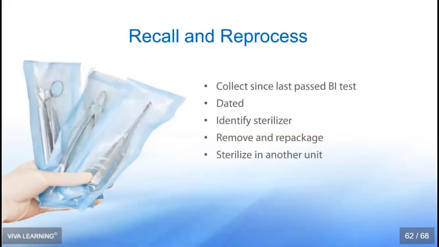So when you do recall and reprocess, again, it's since the last passed BI test. We want to make sure that when you are writing on your pouches and packages that you're dating them, that you're identifying the specific sterilizer that item was processed through. You need to remove the items, repackage them, and obviously sterilize them in another unit or wait until that unit has passed its biological testing.